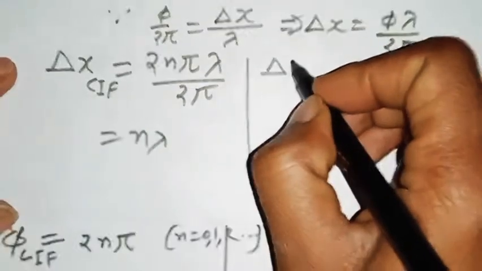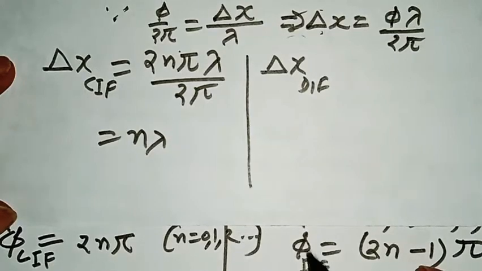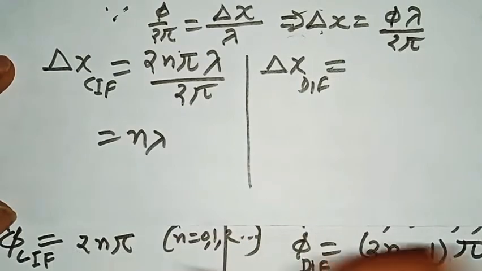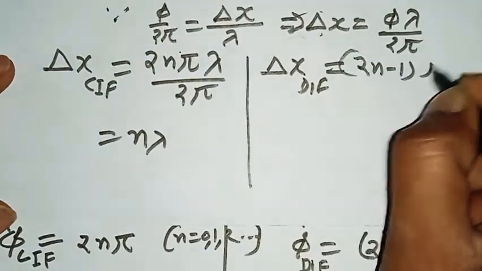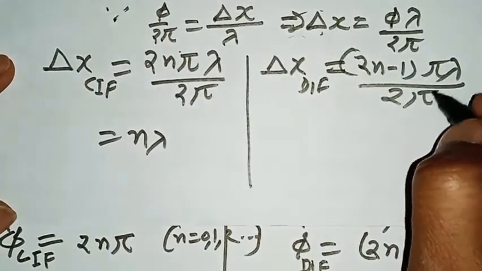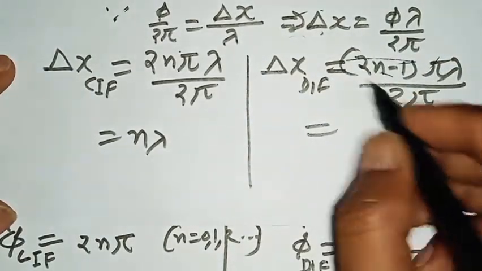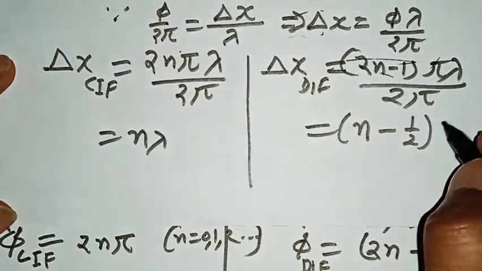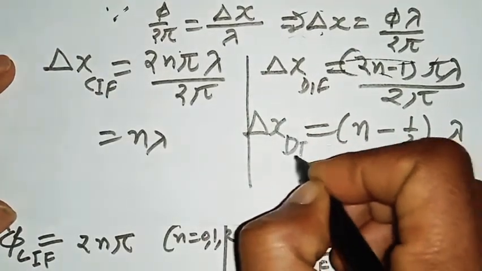And for destructive interference, here I have to mention destructive interference. These scripts help us while recalling it, so we will not get confused. So it is (2n minus 1) pi lambda by 2 pi. Lambda will get cancelled, pi will get cancelled, lambda will remain there. And we will divide this expression by 2. Then we will get n minus half. Actually, I haven't cut it, it is looking like that. So delta x for destructive interference.